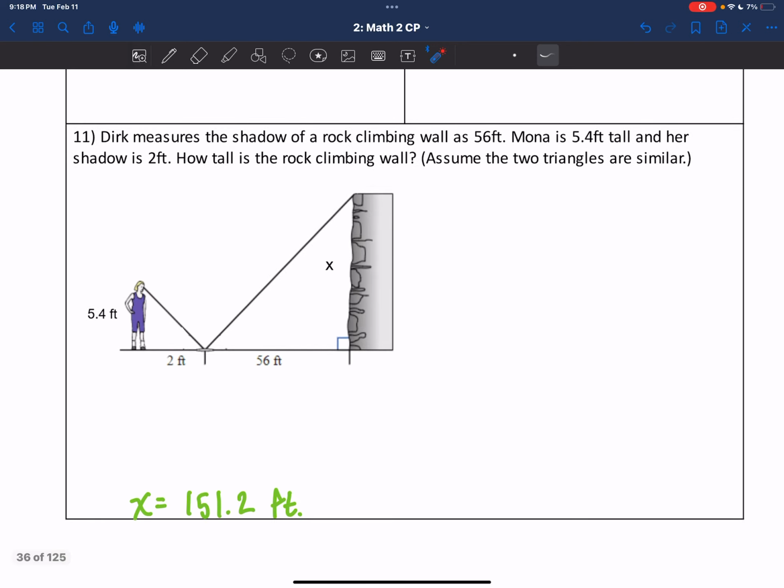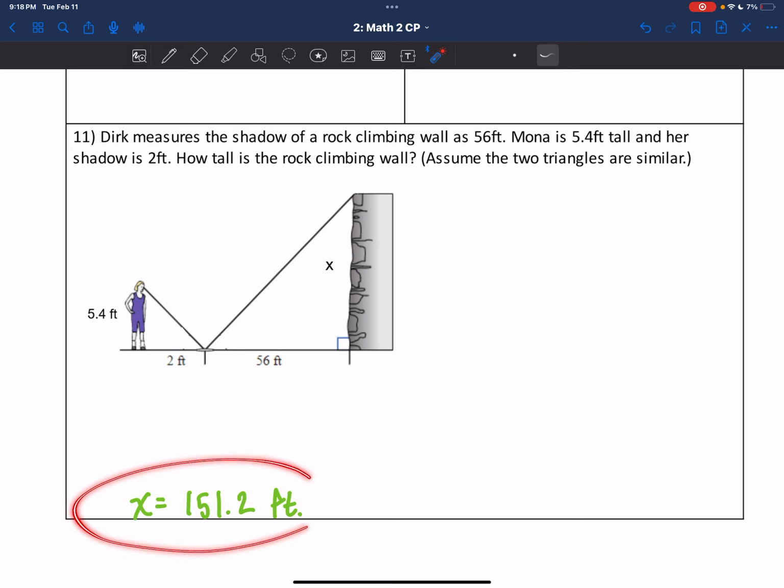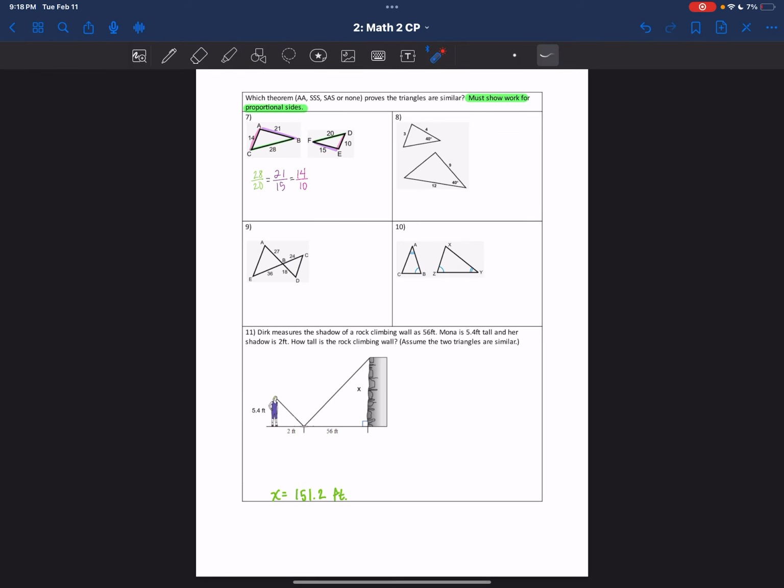All right, number 11. There's a picture here, and you just need to figure out what they're asking. So really, Mona's 5.4, her shadow is 2, and so right here, this is making a triangle. And then here we have a rock climbing wall. So you're doing 2 similar triangles, so definitely set up a proportion and solve for that. If you did it correctly, you should get 151.2 feet for that.